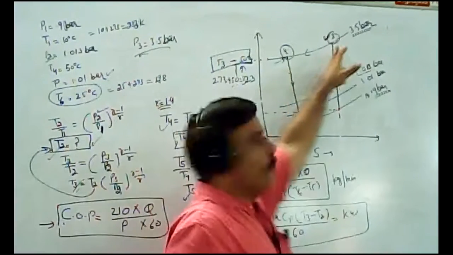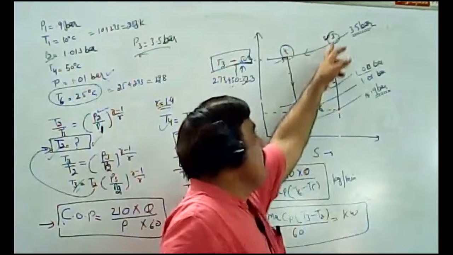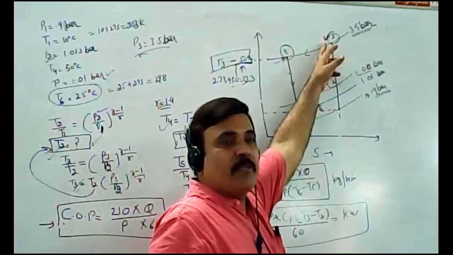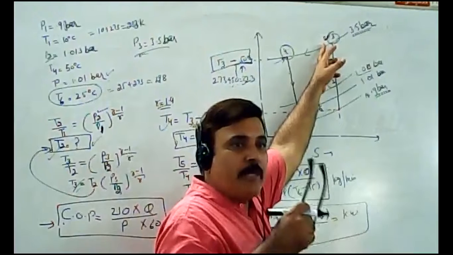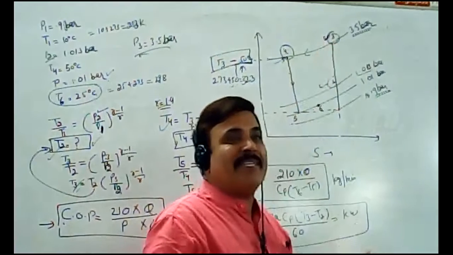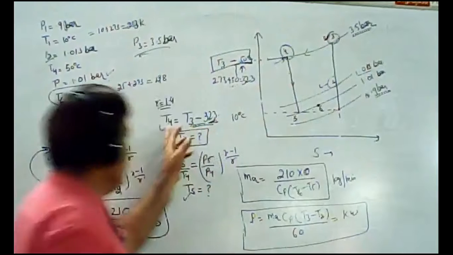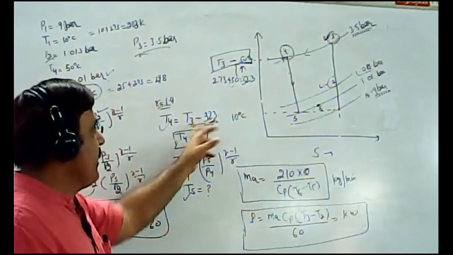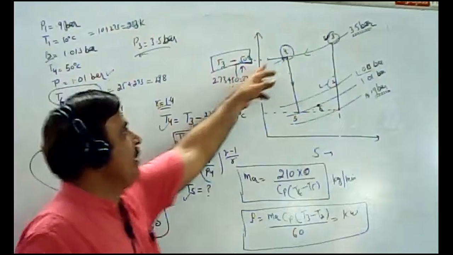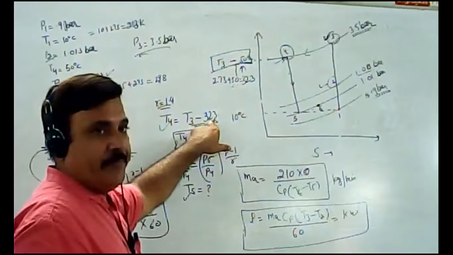T4 you will calculate. When it passes through the heat exchanger, it will release the heat. So your temperature will decrease. How much temperature is decreased? It is given 50 degrees centigrade. So T4 value will be T3 minus how much value is given? It is given 323.